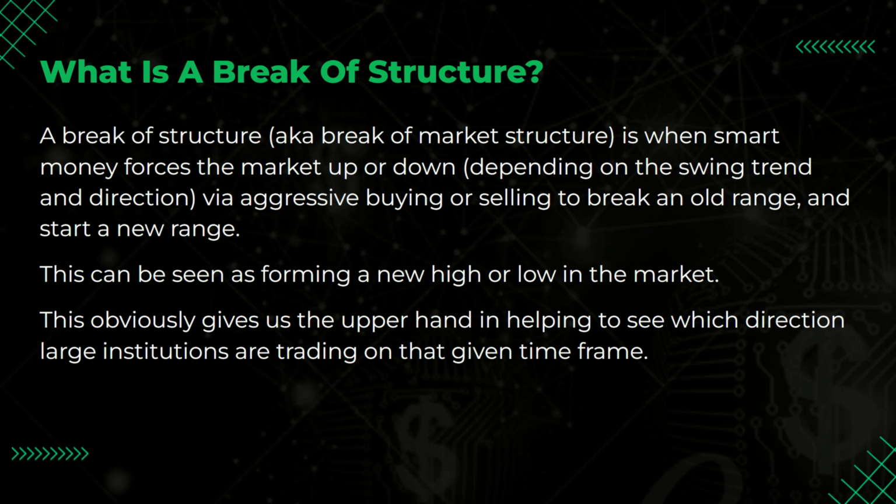Okay, so what exactly is a break of structure? A break of structure, or otherwise known as a break of market structure, is when smart money forces the market up or down depending on the swing trend and direction of the market via aggressive buying or selling to break an old range and start a new range. This can be seen as forming a new high or low in the market. This obviously gives us the upper hand in helping to see which direction large institutions are trading on that given time frame.